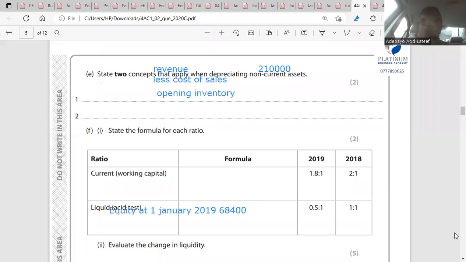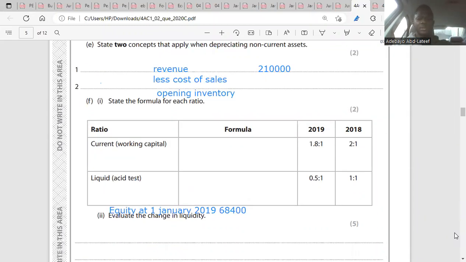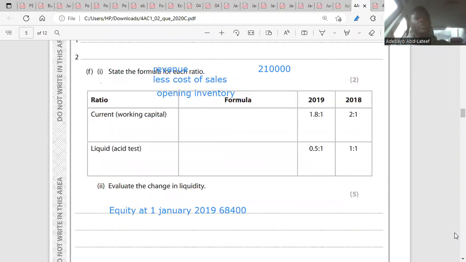Yes. Then we go to 1F1. The first question says, set the formula for each ratio. So for current ratio, the formula is current assets divided by current liabilities. Current ratios.